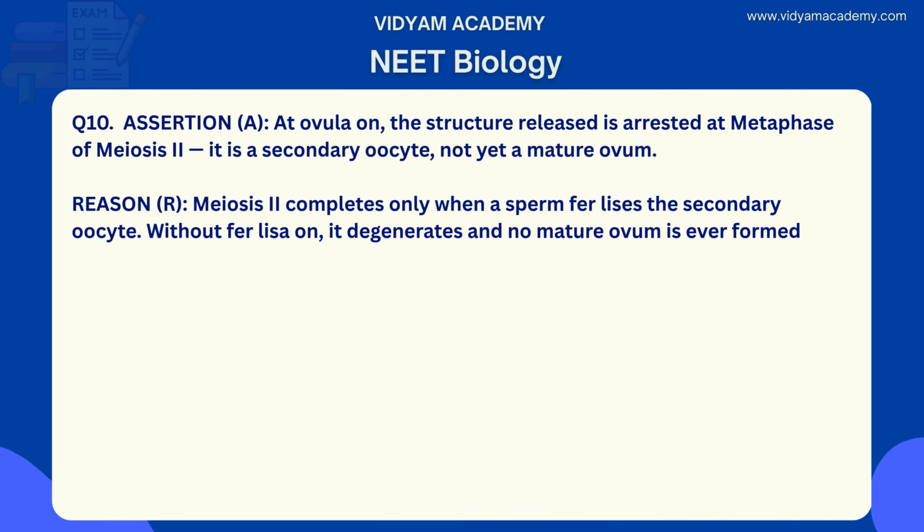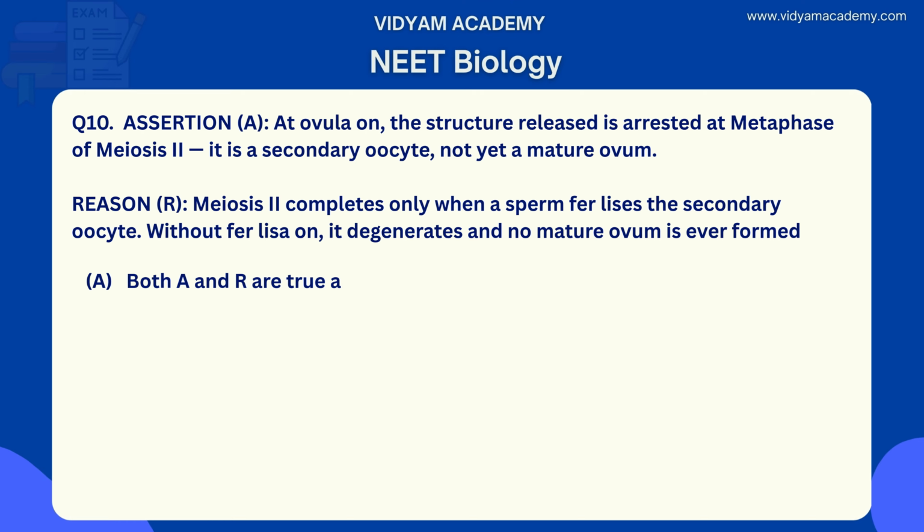Here the assertion A: at ovulation, the structure released is arrested at metaphase of meiosis 2. It is a secondary oocyte, not a mature ovum. Reason R: Meiosis 2 completes only when a sperm fertilizes the secondary oocyte. Without fertilization, it degenerates and no mature ovum is ever formed. So here the options are.